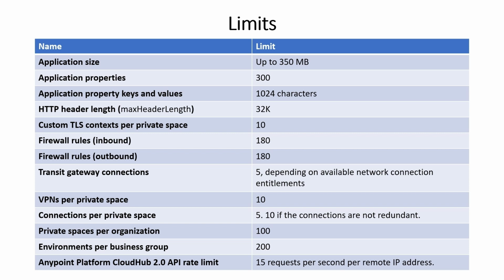The number of inbound and outbound firewall rules can be up to 180 separately. You can have up to 5 transit gateway connections. You can have up to 10 VPN connections. If the connection is not redundant, then you can have a total of 10 connections. If they are redundant, then you can have up to 5 connections per private space. You can create up to 100 private spaces per organization. You can create up to 200 environments per business group. The Platform API rate limit is 15 requests per second per remote IP address.